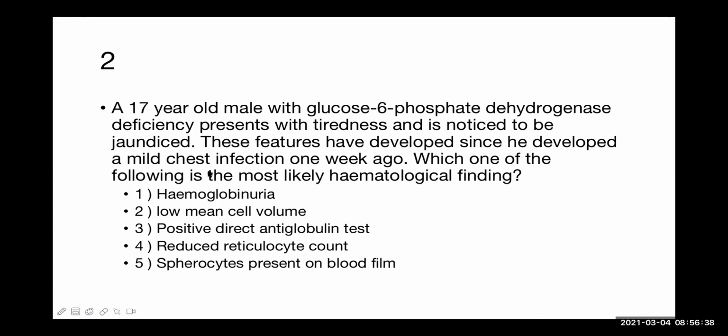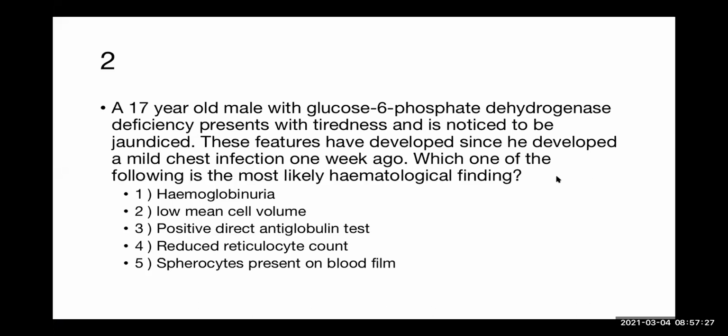These features have developed since he developed a mild chest infection 1 week ago. Now remember, in G6PD deficiency, there has to be some precipitating factor. Those precipitating factors are certain drugs, certain oxidizing agents, infection, and certain foods. Which drugs are notorious to cause hemolysis in G6PD deficiency? Any name? Antimalarials, quinidine. Okay, good. Antimalarial drugs, very good. Both primaquine, and quinine or chloroquine, as well as quinidine. Very good answer. They are quite common types of drugs to cause that reaction.